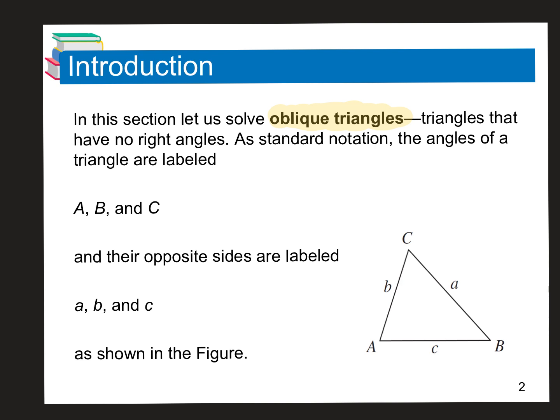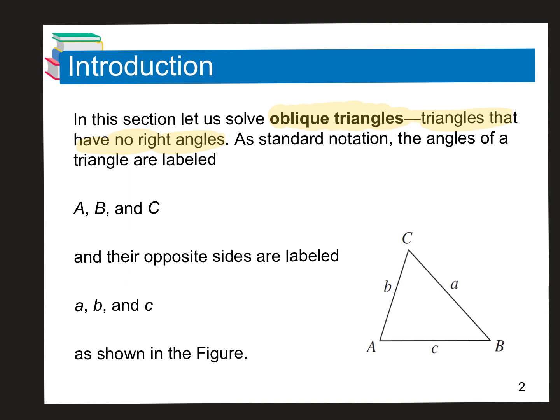All right. All an oblique triangle is a triangle that doesn't have what? Doesn't have right angles. That's it. You cannot use the Pythagorean theorem in this case. You cannot say a squared plus b squared equals c squared because there's no right angle. So you have to use different formulas. An oblique triangle is a triangle that has no right angles, okay?